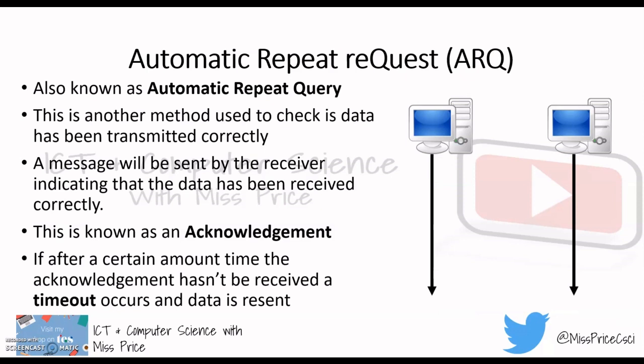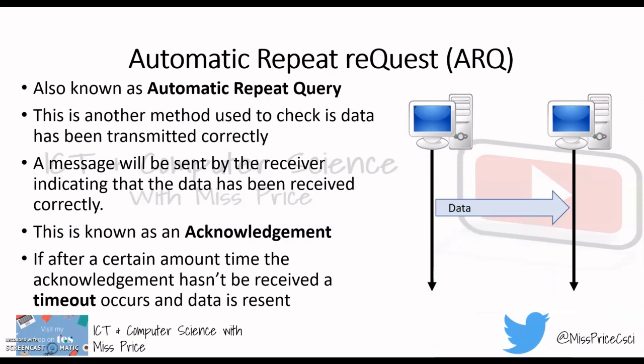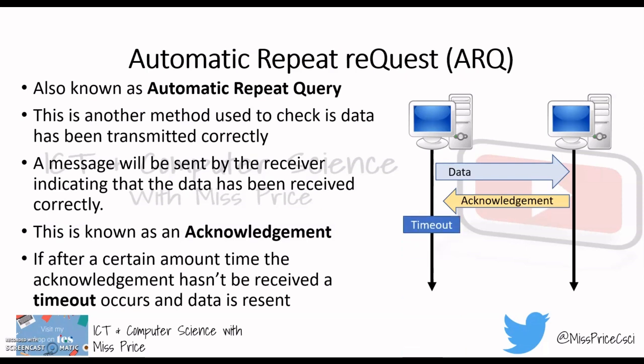So here's a very simple breakdown. You've got two computers, one's the sender and one is the receiver. The data's sent, it's been received correctly, so an acknowledgement goes back to the sender. If the data is sent again and they don't receive any acknowledgement, then a timeout may occur, so the data will simply be resent. Then an acknowledgement will go back to say that yes, this time I've actually received the data. It's all very straightforward, and that's pretty much all you need to know on that one.